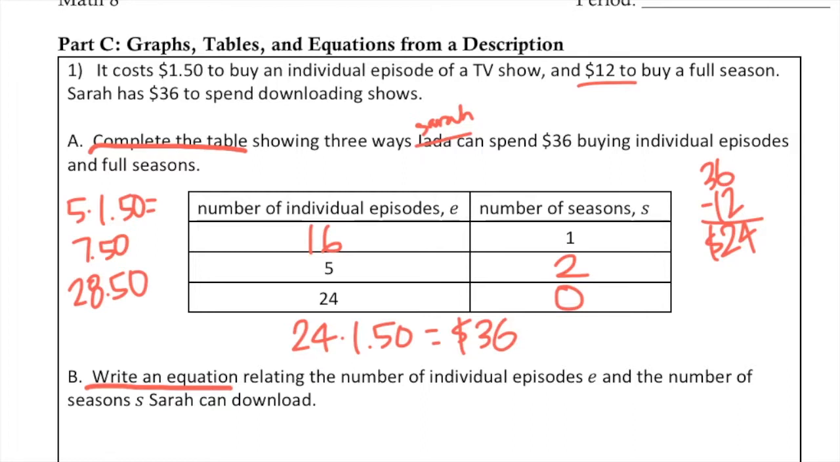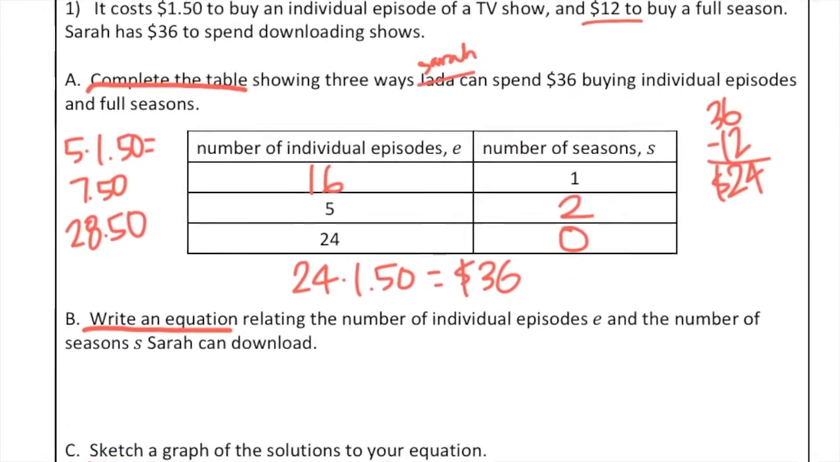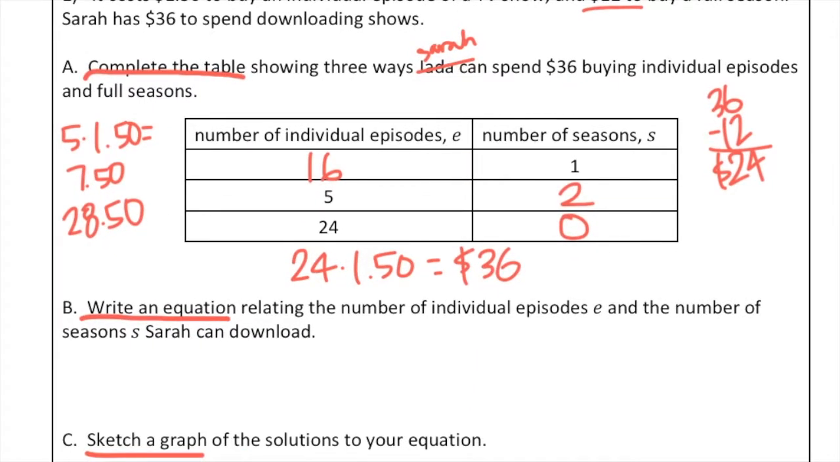So next we're going to write an equation with this relationship. So it costs $1.50 or 1.5 per episode, and it costs $12 per season. I'm going to kind of bold that so that we don't confuse my 5s and my S's. And if I add together the total amount that I'm spending on episodes and seasons, it needs to equal $36.